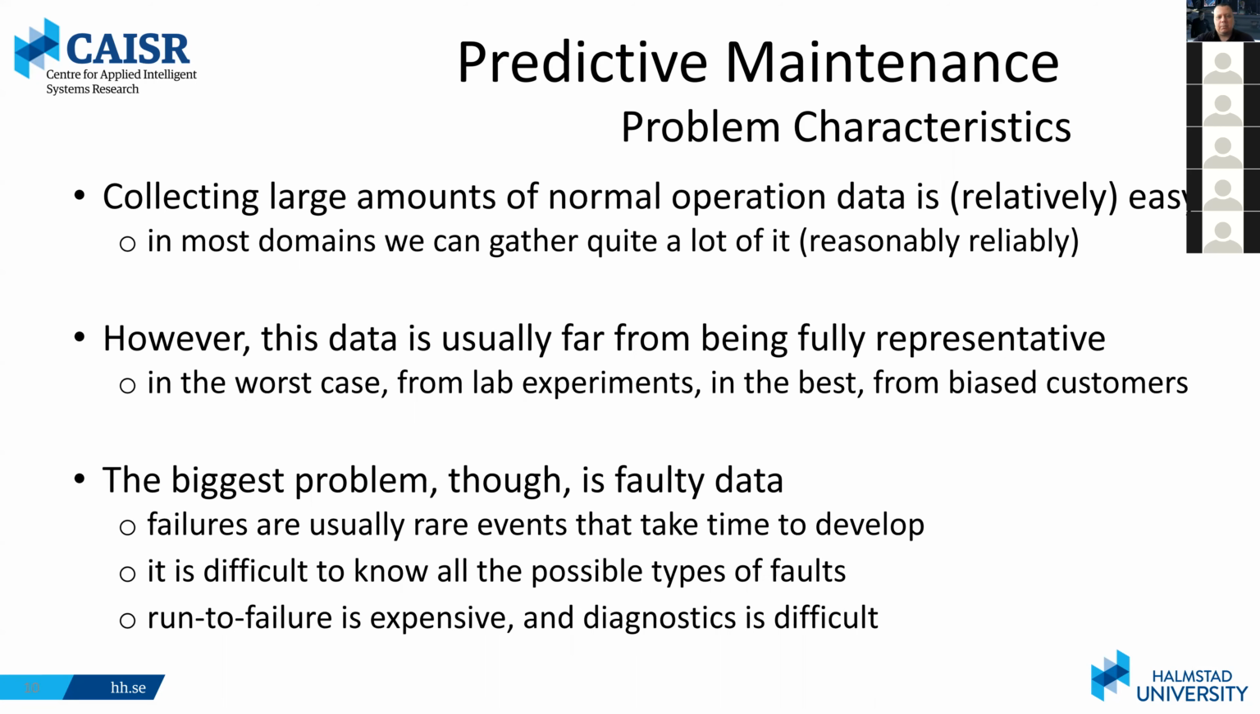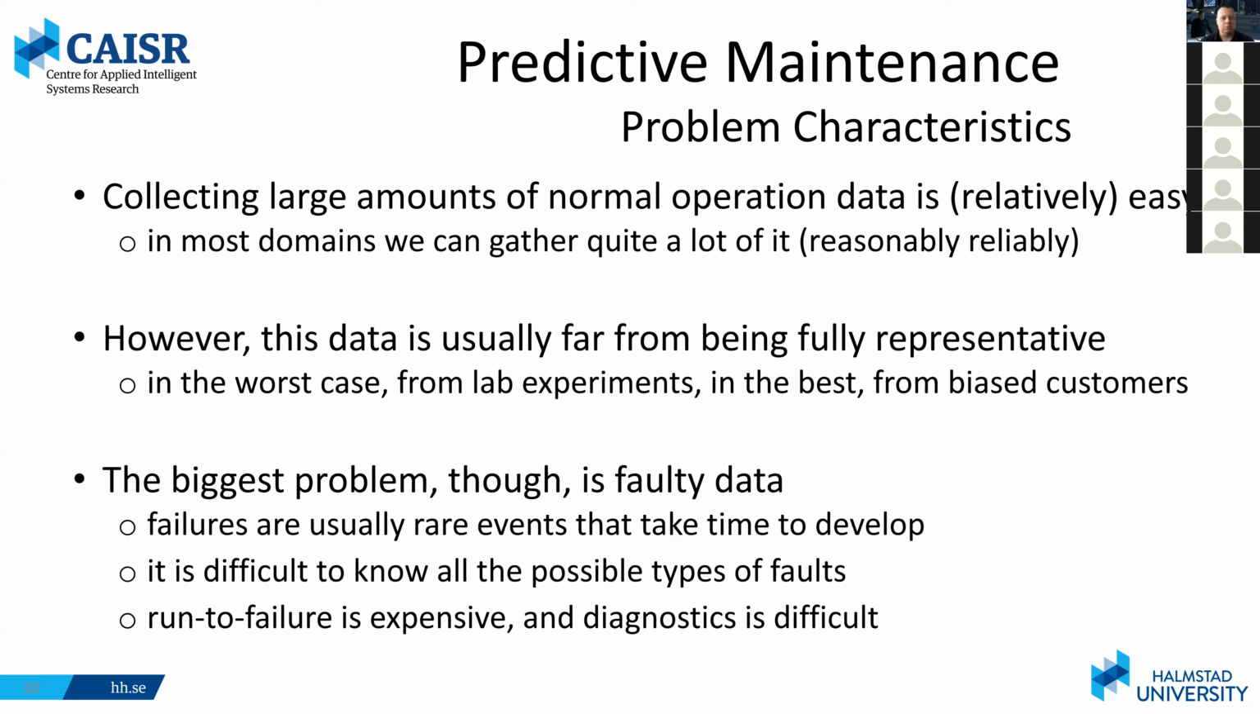The really tricky part is getting enough of the faulty data. Right? In most cases, the faults are pretty rare. They don't happen as often as we, the machine learning scientists, would like them to. So they take time to develop. The most common question we are often getting is, if we design a new truck model or something, can we have the predictive maintenance for it immediately? And in many cases, the answer is no.